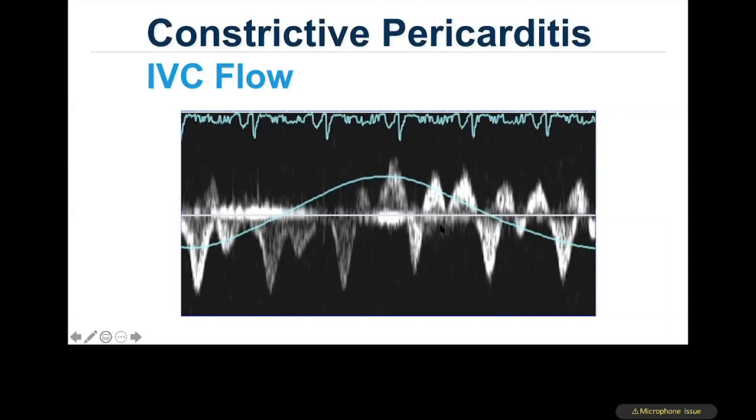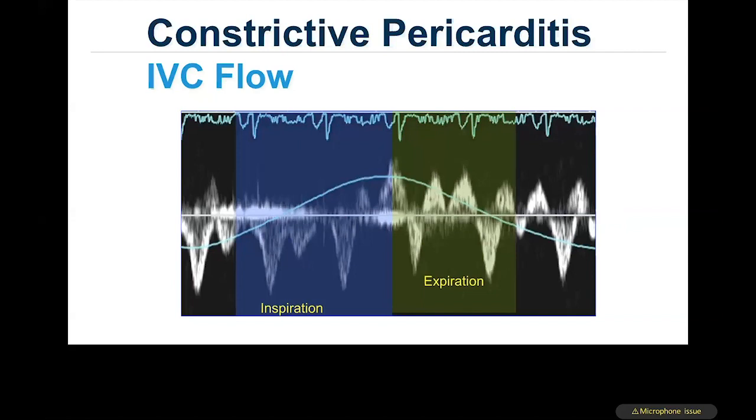When you see these large, remarkable flow reversals that happen with expiration in comparison to the flow velocity in inspiration, this is diagnostic or specific for the presence of constrictive physiology. So this is again a very important finding for patients with constrictive pericarditis. So inspiration, expiration, and then you can see the changes in the flow velocity, particularly the appearance of flow reversals in diastole that allow you to diagnose the physiology of constrictive pericarditis.